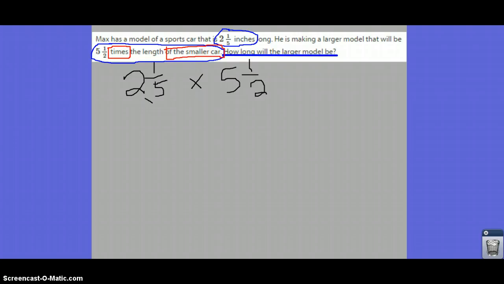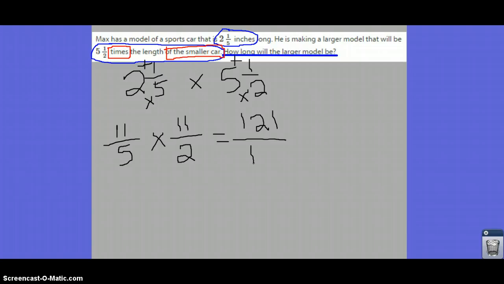I have to turn both of these mixed numbers into improper fractions. So on this first mixed number, we're going to take 5 times 2 is 10, plus 1 is 11, and our denominator stays 5. Times our second mixed number: 2 times 5 is 10, plus 1 is 11, keep our denominator the same, which is 2. Now we're going to multiply straight across. 11 times 11 is 121, and 5 times 2 is 10. We've got an improper fraction.